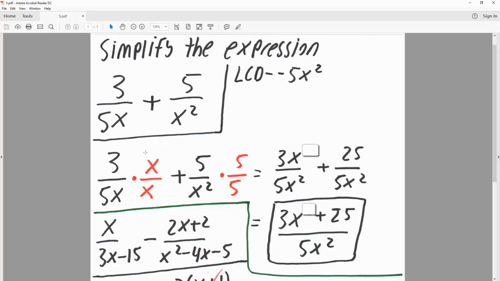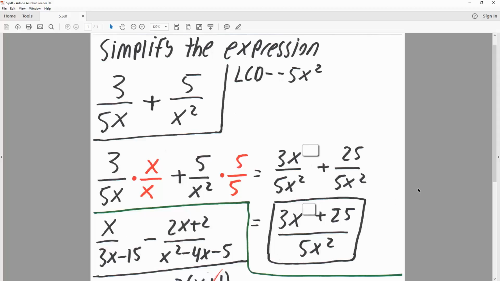At the same time, x divided by x is 1. Next, we have to do this one. So this is x squared, and we want to get 5x squared. So we multiply by 5, divide by 5, so it's equivalent. So 5 divided by 5 is 1. And so we would get 3 times x is 3x divided by 5x squared plus 5 times 5 is 25 divided by 5x squared. And so our final answer will be 3x plus 25 divided by 5x squared.